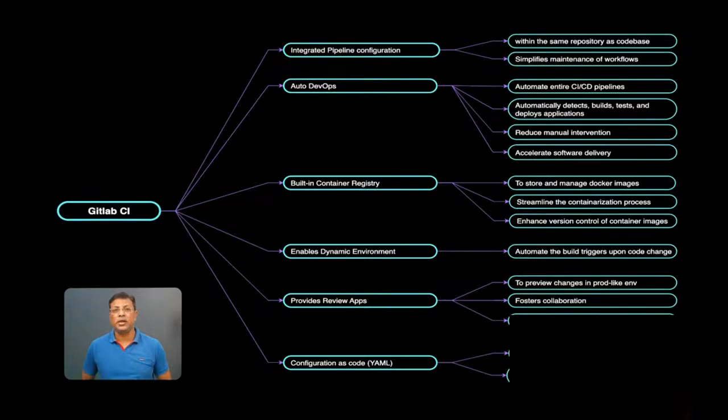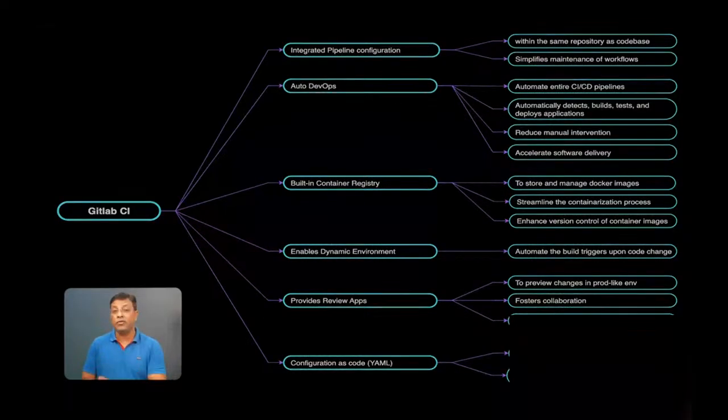GitLab CI/CD utilizes a declarative YAML-based configuration, enabling developers to define pipelines and jobs as code. This approach promotes versioning, transparency, and collaboration, making it easier to manage and modify CI/CD configurations within the version control systems. GitLab's comprehensive and integrated features make it a robust choice for teams looking to implement end-to-end automation in their software development workflows. Next is version control tools.